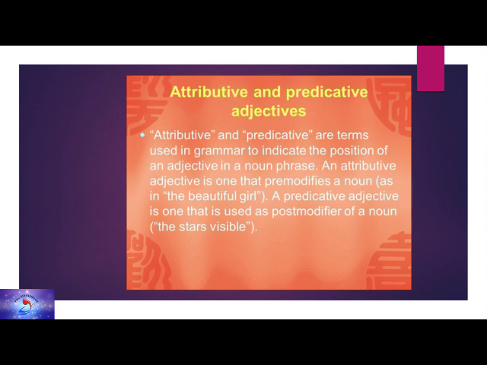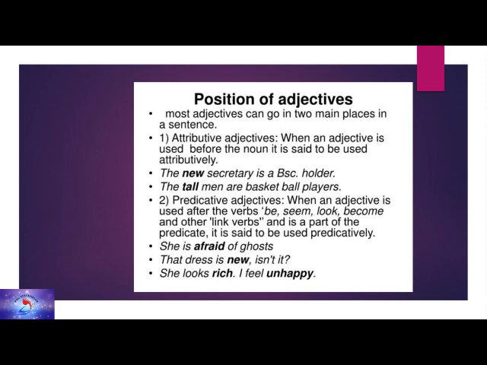So you can just see. Attributive, it comes before the noun. The girl, she looks beautiful. And here, predicative, it's a post-modifier. The stars, visible. So it comes after the noun. So attributive, as I told you, comes before the noun. And you can see one more example: the tall men are basketball players.